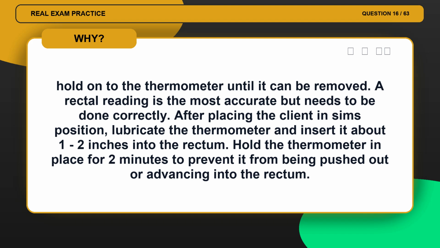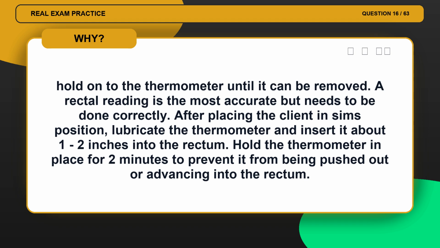Hold on to the thermometer until it can be removed. A rectal reading is the most accurate but needs to be done correctly. After placing the client in Sims position, lubricate the thermometer and insert it about 1 to 2 inches into the rectum. Hold the thermometer in place for 2 minutes to prevent it from being pushed out or advancing into the rectum.